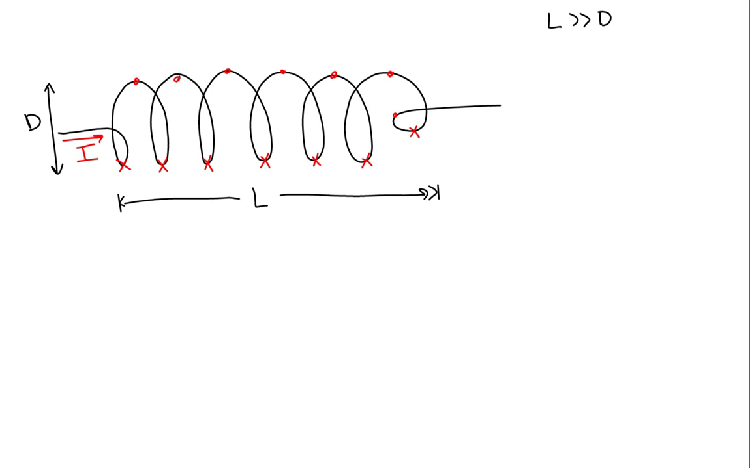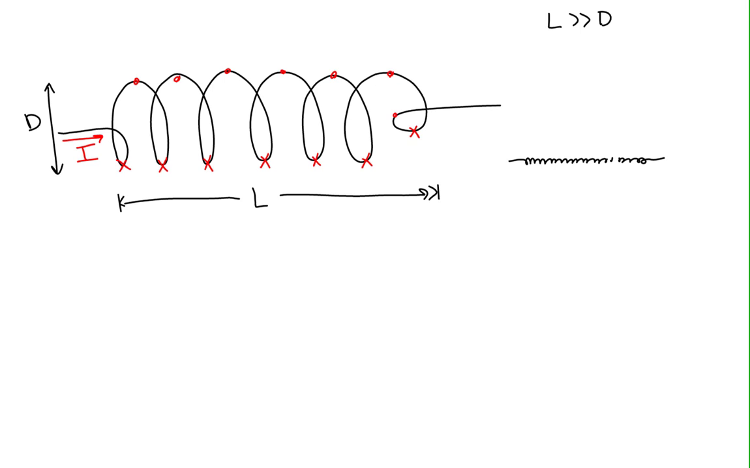Now, if this were truly an ideal solenoid, the diameter would be much smaller and the length would be much longer in comparison to the diameter. So we are exaggerating the dimensions here just so we could get a better perspective of what we have to do and the information that we have.